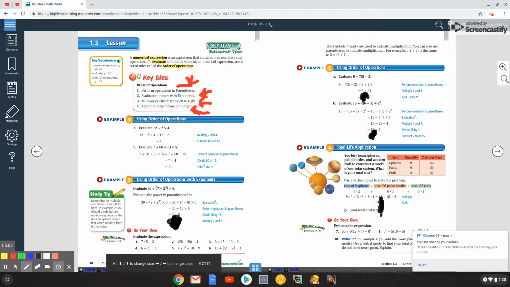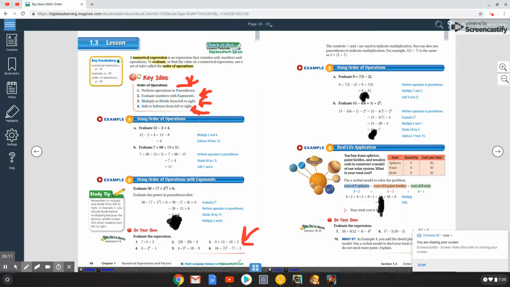Now we can do one last problem before I give you the practice problems down here. So let's see here. We have 30 divided by (7 plus 2 to the power of 3) times 6. So first we do parentheses. Now this time there's an exponent inside the parentheses. That doesn't mean that we skip the exponent. We still do the exponent. So we just solve what's in the parentheses.